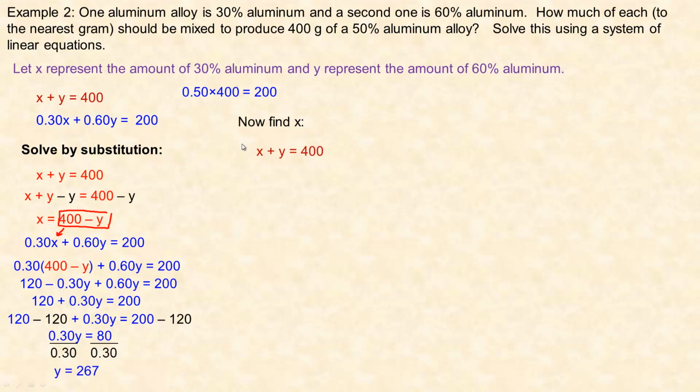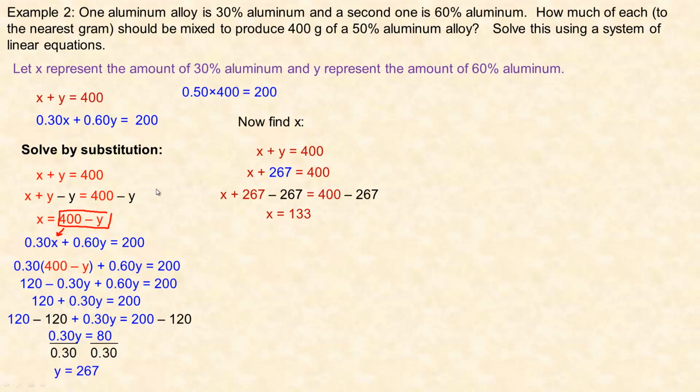So we'll take the 267 and put it in place of y here. And so I want to solve for x, so the x has 267 added to it. So we'll subtract 267 from both sides to isolate for x. So this is gone, and 400 minus 267 is 133. So that's the solution by substitution.